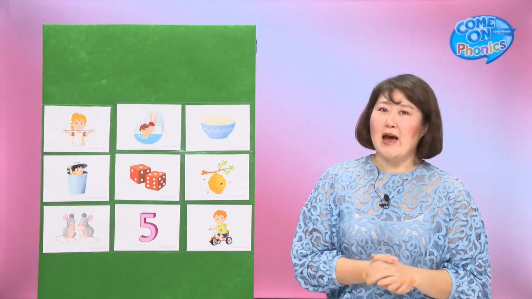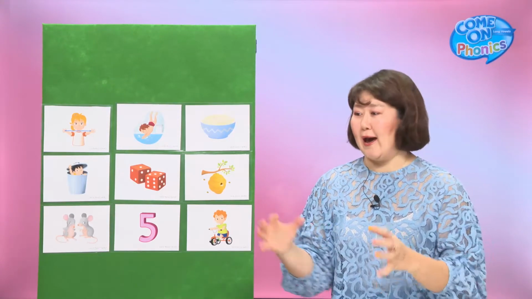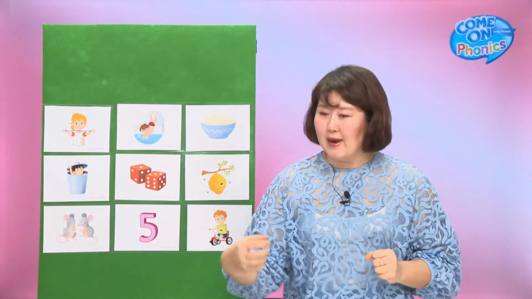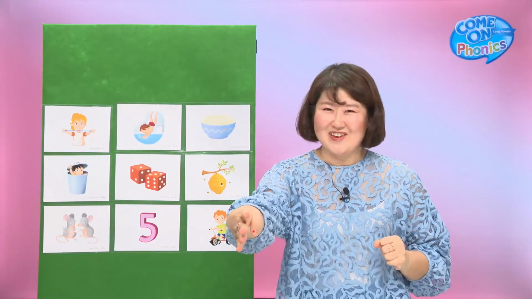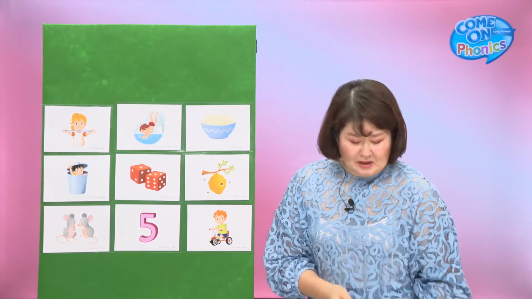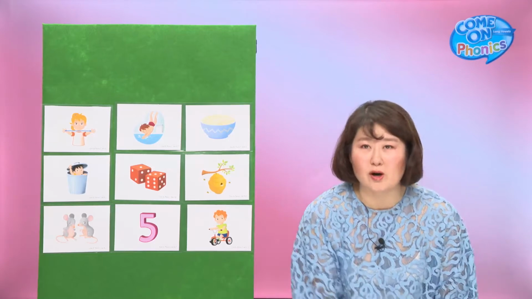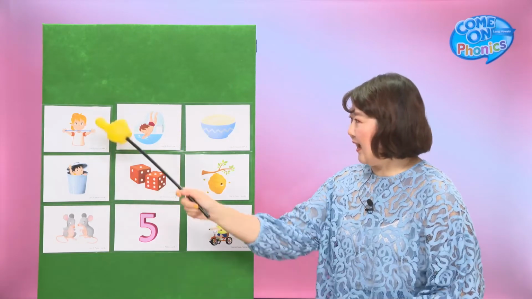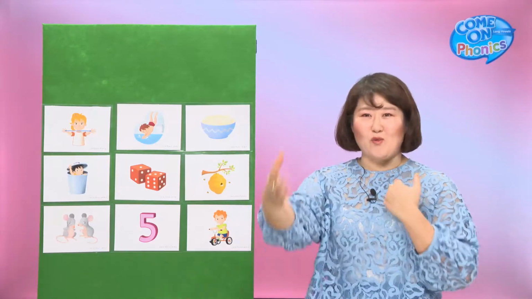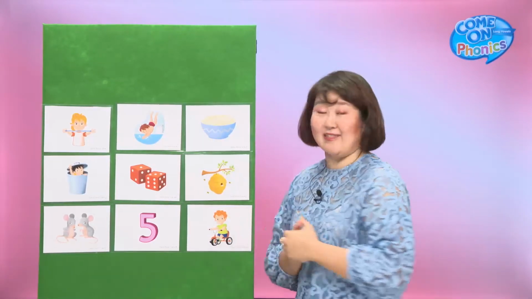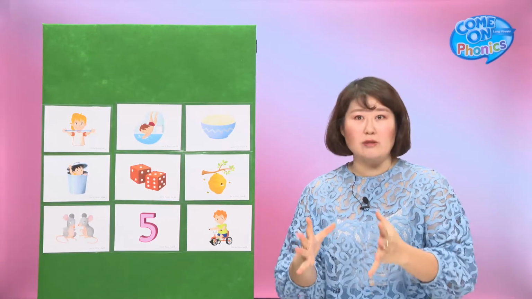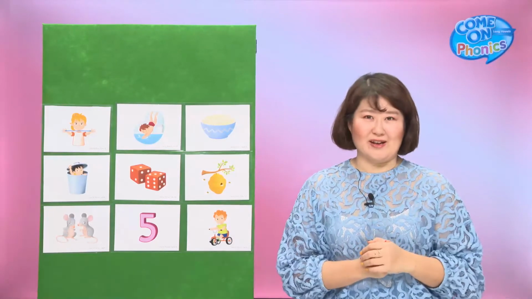And if you don't have enough students to have two teams, don't worry about it. Just make one line of your students, and they're going to come to the board and throw the ball, or you can point directly at the card. So they're going to do the motion, say the word, and get the card. So you can do it depending on the size of your classroom.